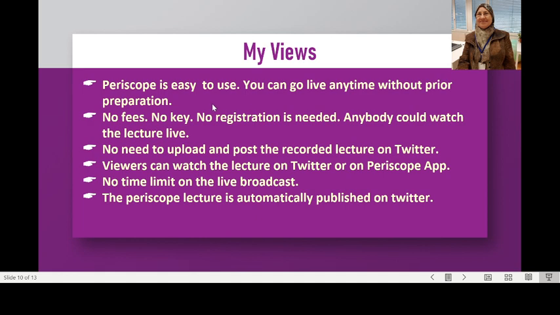In my opinion, Periscope is very easy to use. You don't need to take a course in that. You don't need anybody to train you how to use Periscope. You can go live anytime without a prior preparation. There is no fee. Attendees or viewers don't have to pay money. You don't need a key. You don't need to register. Anybody could watch the lecture live.